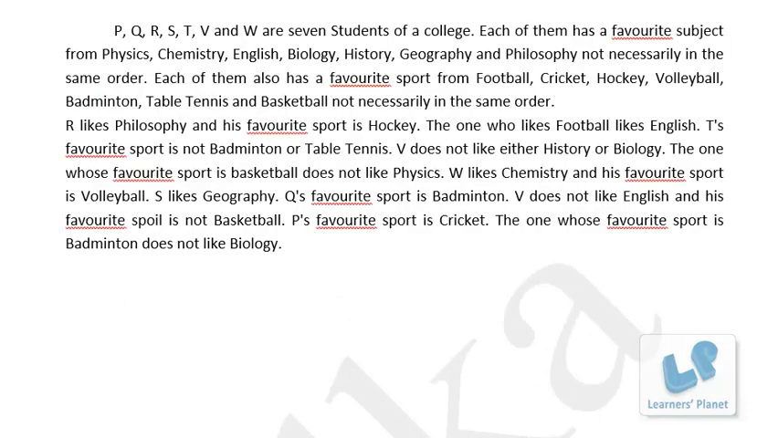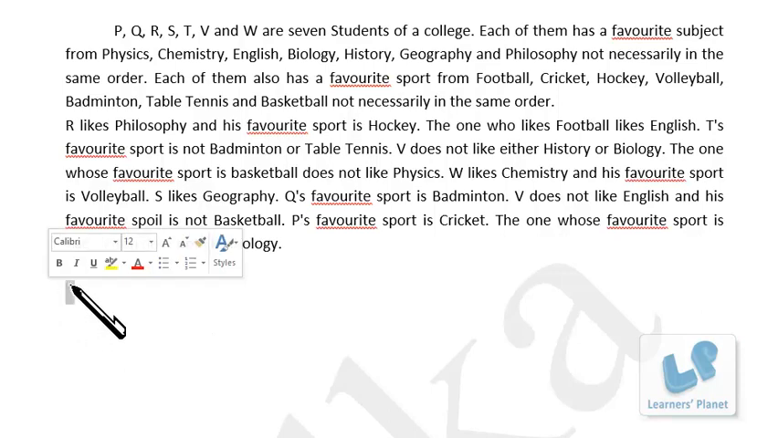P, Q, R, S, T, V, W are 7 students of a college, each with a favorite subject and favorite sport. Okay. So once again, so many questions we have done.